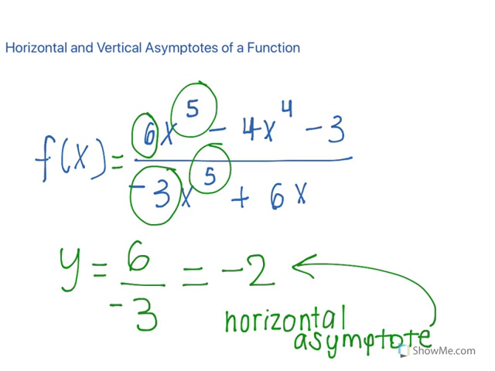So from here, just remember, if the highest power of both the numerator and denominator are equal, you just take the coefficient of those variables and divide them to get the horizontal asymptote.